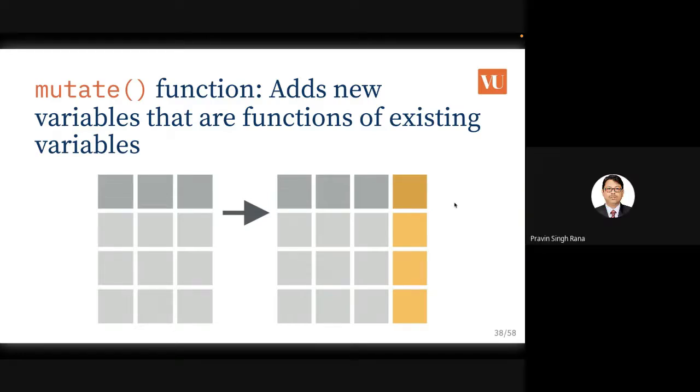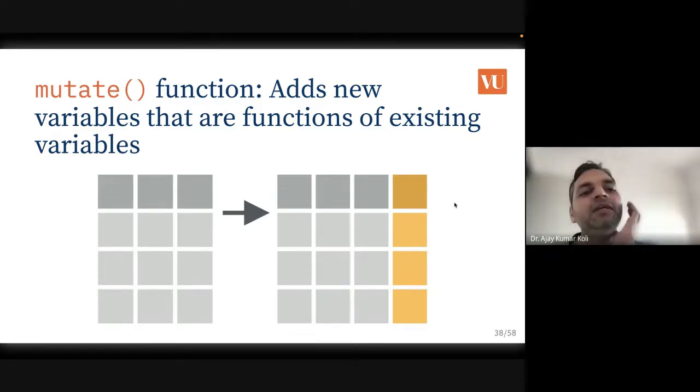So let's learn the mutate function now. A mutate function calculates a new variable based upon the earlier variables. Let's say here we have 3 columns, 3 variables, and we'll calculate the 4th one based upon them. Or we may just say that we are adding a new variable. It's not necessarily a calculation, but we are adding a new variable. So that is also a mutate.